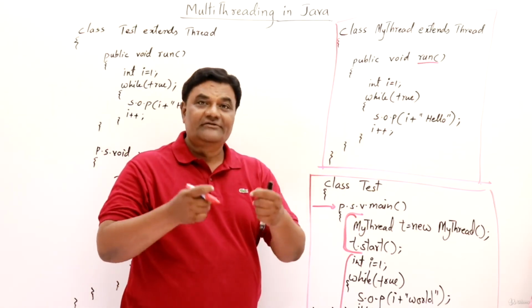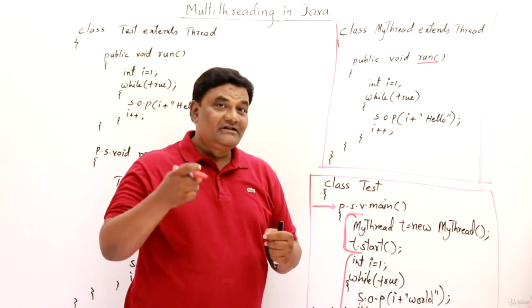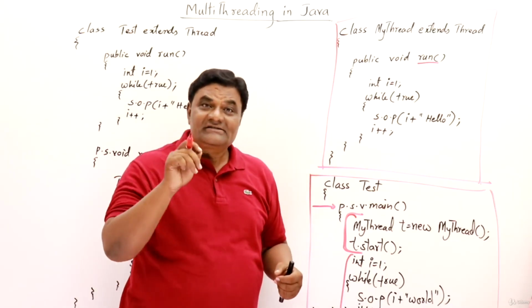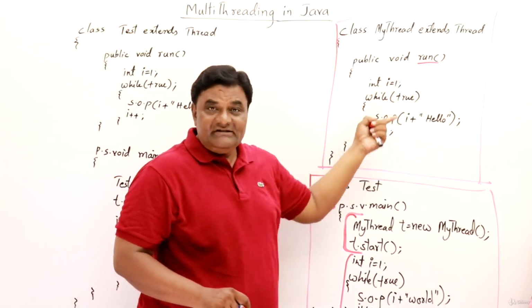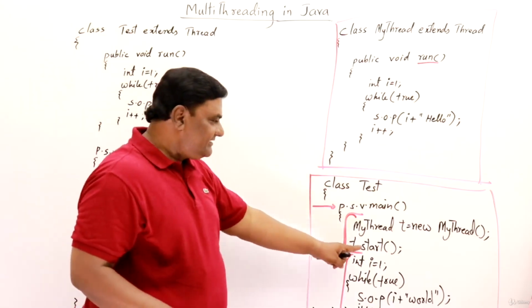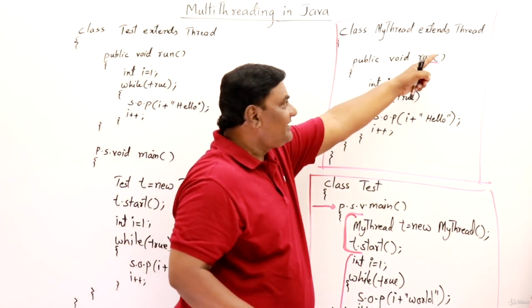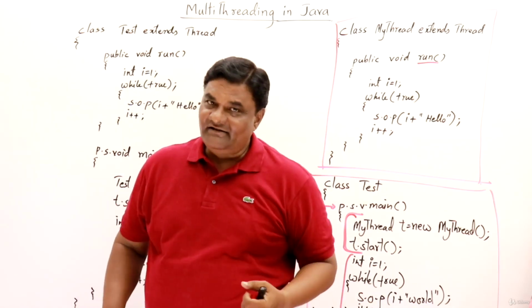You should create an object of a thread class, whatever class you write which is extending from Thread. You should create its object and call the start method. This start method will in turn call this run method and start running the thread. The start method is a built-in method of the Thread class.